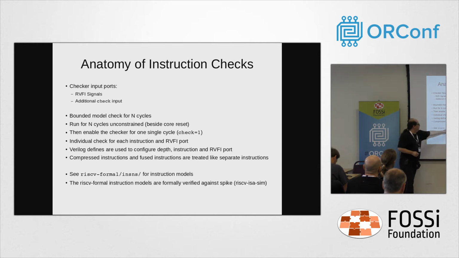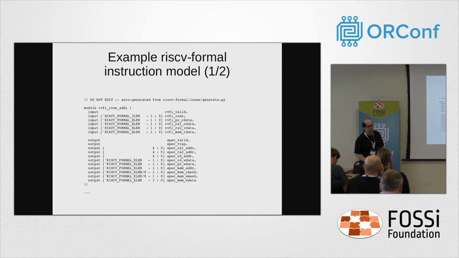And if you check out riscv-formal and look into the instance directory, then you can see all these individual instruction models. Just as an example, here we have the instruction model for the add E instruction. That's what the models look like. It's not really the checker. The checker is in between in the design hierarchy.